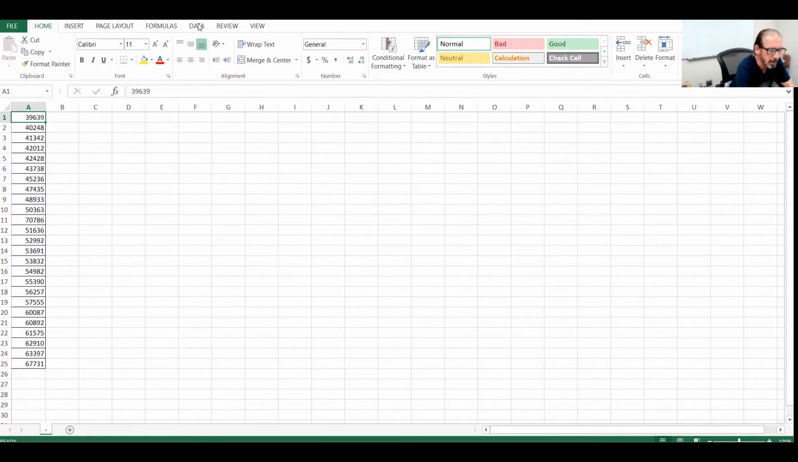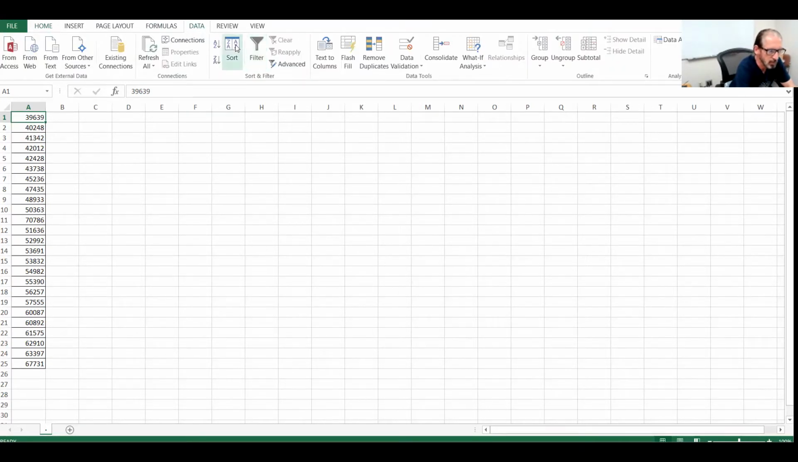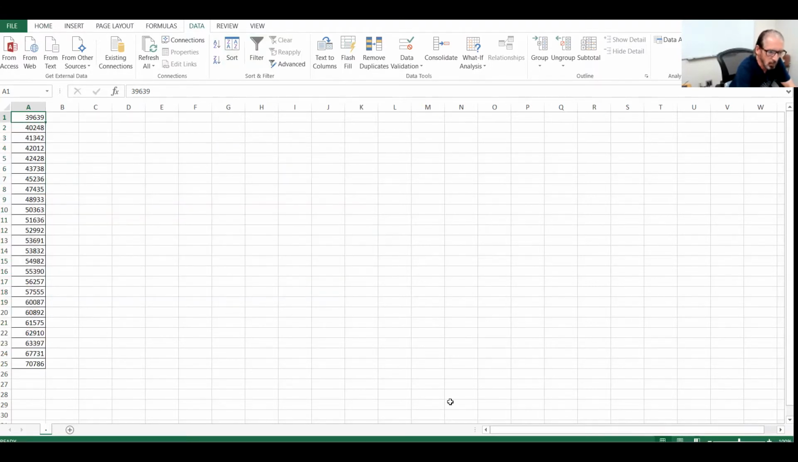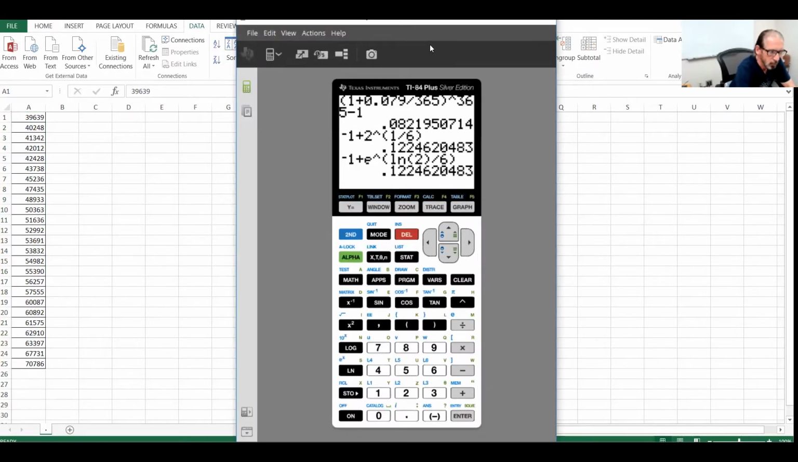And if you go to data and then sort, we can sort from smallest to largest in that column. Now, based on what I showed before, we could find out the range here. And let's see, our highest score is 70,000. Make sure it's typing. There we go.